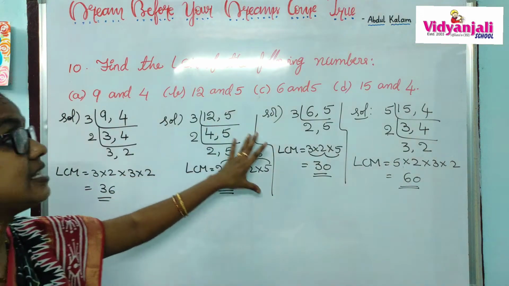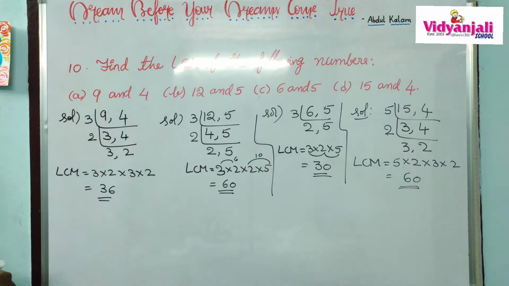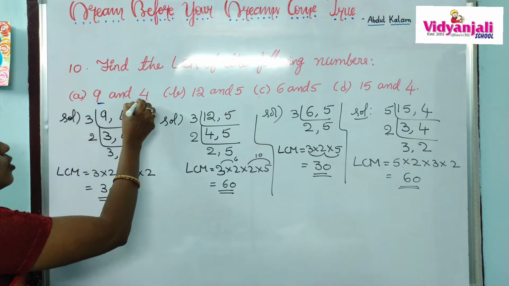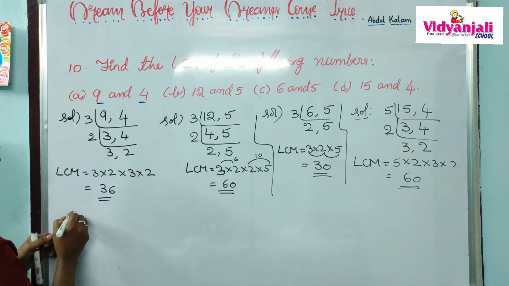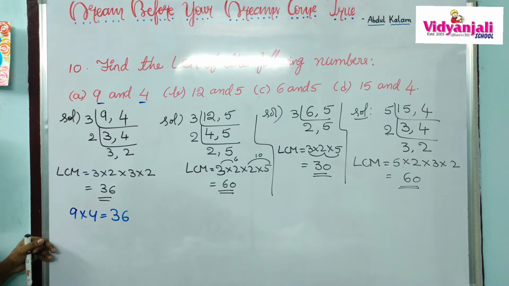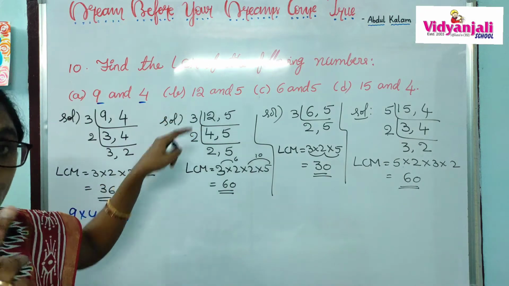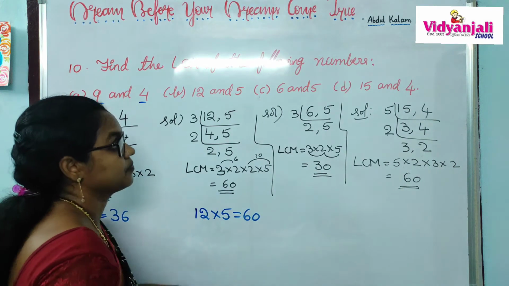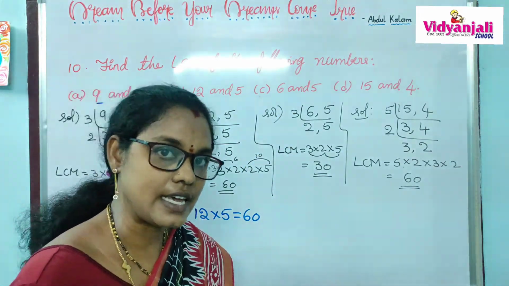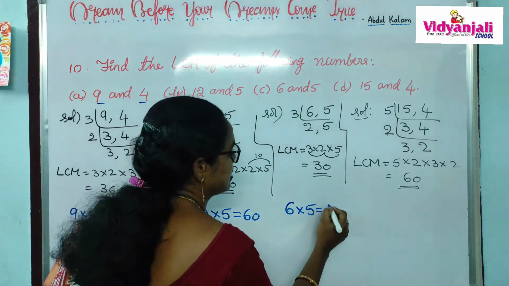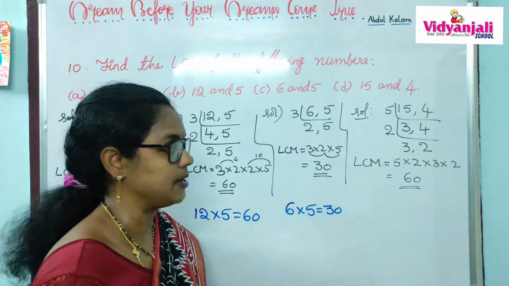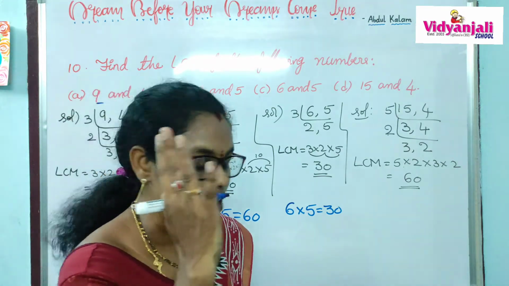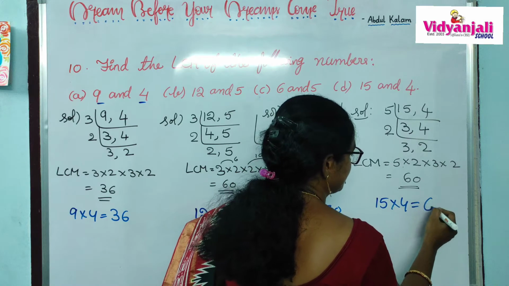Children, once you observe these 4 problems. See, in the question, 4 and 9 are co-primes. Co-primes means no common factor, right? Then multiply, what is 4 into 9? 36, right? In the second problem also, 12 and 5 are co-primes because they have 1 as common factor. What is the product of 12 and 5? 60. 6 and 5, are they co-primes? Yes, because the common factor for 6 and 5 is 1. So, what is 6 into 5? 30. And now, 15 and 4. 15 and 4 also are co-primes because they have common factor only 1. So, multiply, check it. What is 15 into 4? 60.